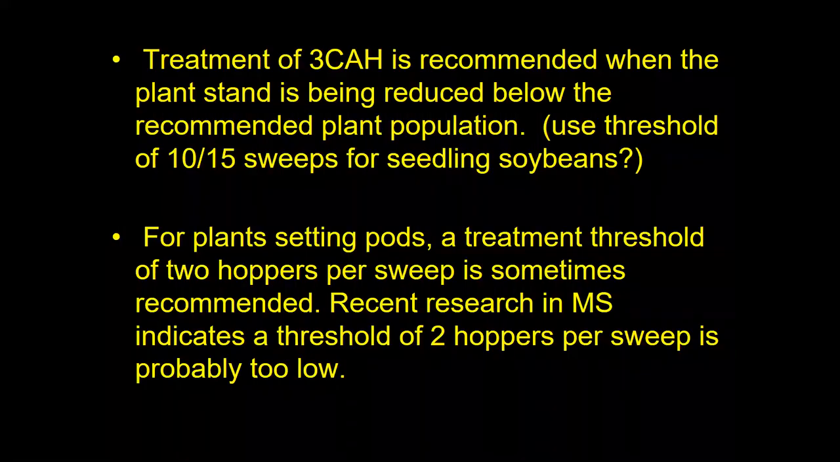Treatment of three-cornered alfalfa hoppers is recommended when the plant stand is being reduced below the recommended plant population. We don't really have a good threshold for seedling soybeans when we're sweeping. We don't have one that I'm aware of. For plants setting pods, the treatment threshold of two hoppers per sweep is sometimes recommended. Recent research in Mississippi indicates that the threshold of two hoppers per sweep is probably too low.